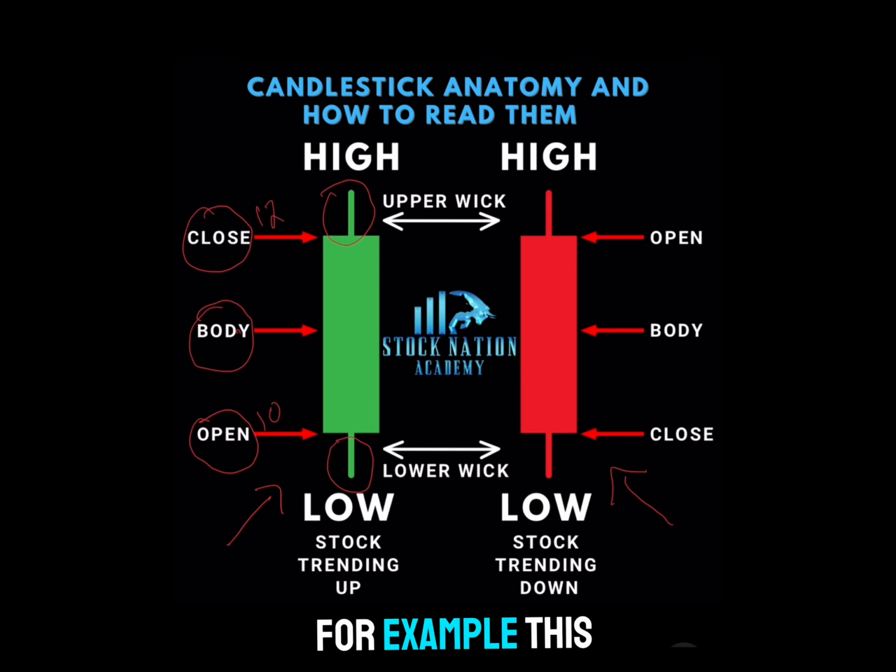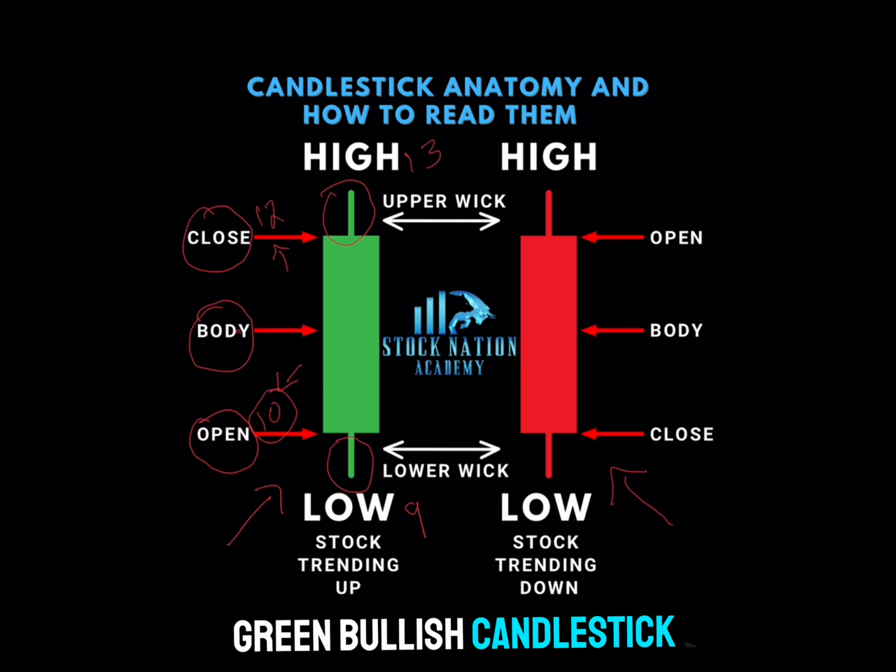So let's say, for example, this stock opened at $10 over here, and then within that 5 minutes, it went as low as, let's say, $9, and it also went as high as $13. So that tells us within that 5 minutes, the stock price had a low of 9 and a high of 13. It opened at $10 and it closed at $12, which signals a green bullish candlestick.